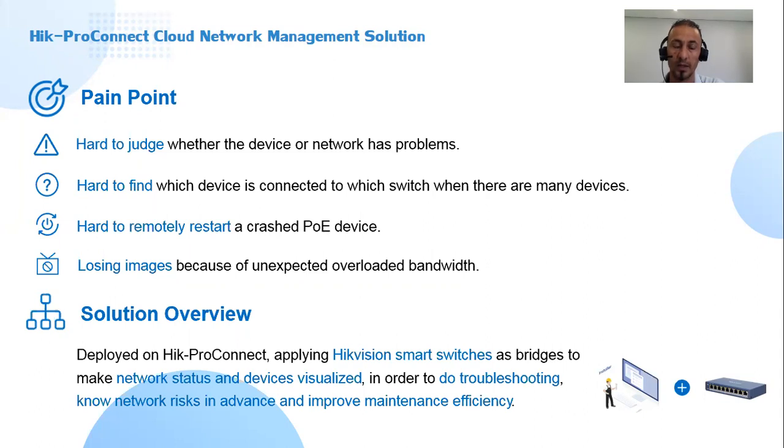Also, the loss of images. This is because of an unexpected overload on the bandwidth. So in the event that the client has low bandwidth or an issue on his physical bandwidth, we will receive a notification as installers. We can then notify the client: ma'am, sir, please remove particular cameras from switch A and move them to switch B. This will assist us with the bandwidth on his physical network.